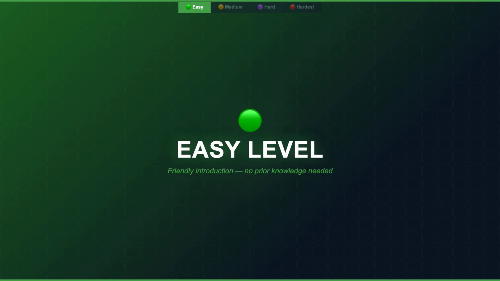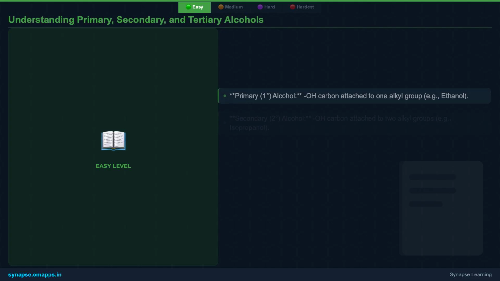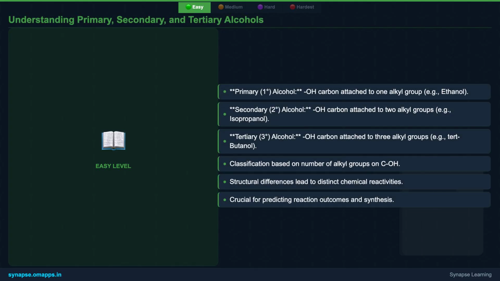Understanding the structure of primary, secondary, and tertiary alcohols is your first step to mastering their distinctions. Primary, secondary, and tertiary alcohols are defined by the number of alkyl groups attached to the carbon bearing the hydroxyl group. A primary alcohol has one alkyl group, like ethanol. A secondary alcohol has two alkyl groups, such as isopropanol. And a tertiary alcohol has three alkyl groups, for example, tert-butanol. Grasping these structural differences is key to predicting their reactivity.